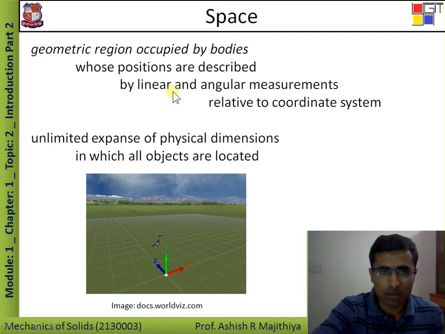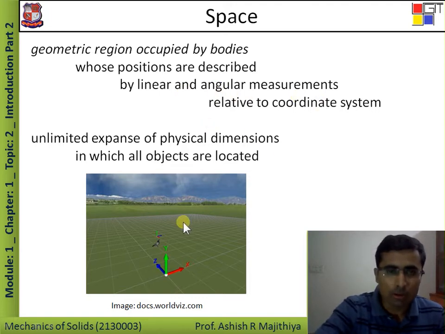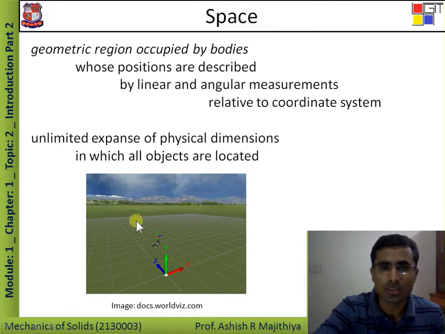So it is a linear measurement, linear coordinate system. There can be an angular coordinate system, but finally each and every object can be located through the coordinate system. So the whole area, this unlimited expansion, is called space.